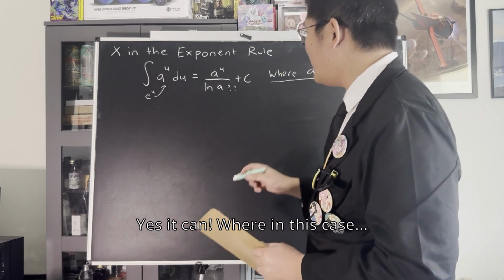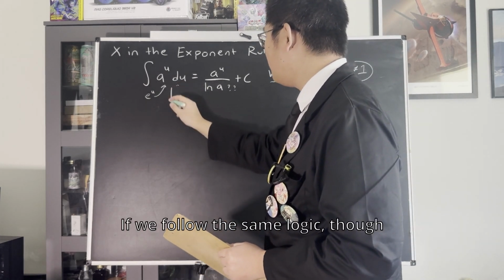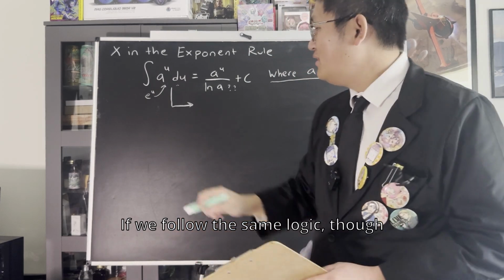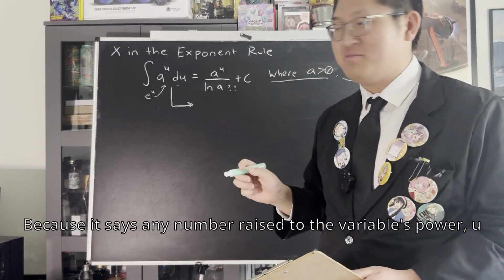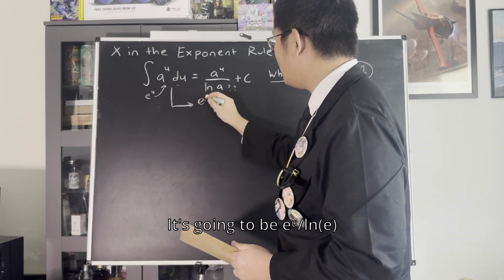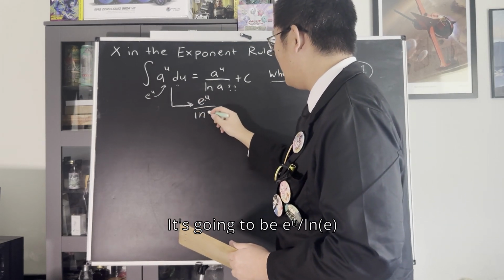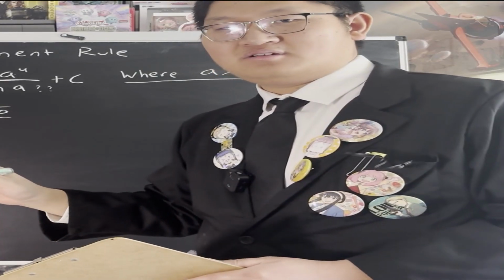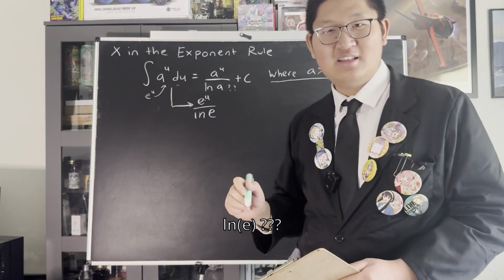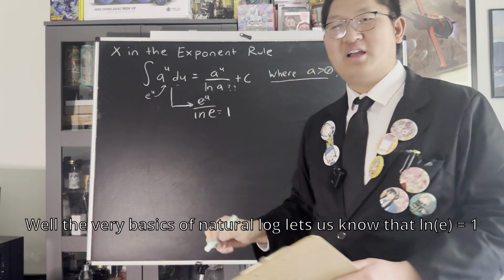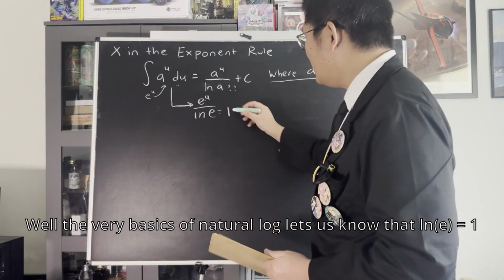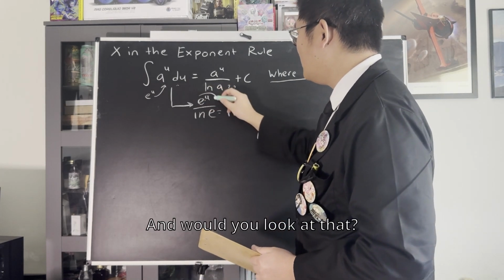Yes, yes it can. In this case, if we followed the same logic, because it's any number raised to the variable's power of u, it's going to be e to the u over the natural log of e. Natural log of e? Wow, the very basics of the natural log lets us know natural log of e to the first power is just 1.